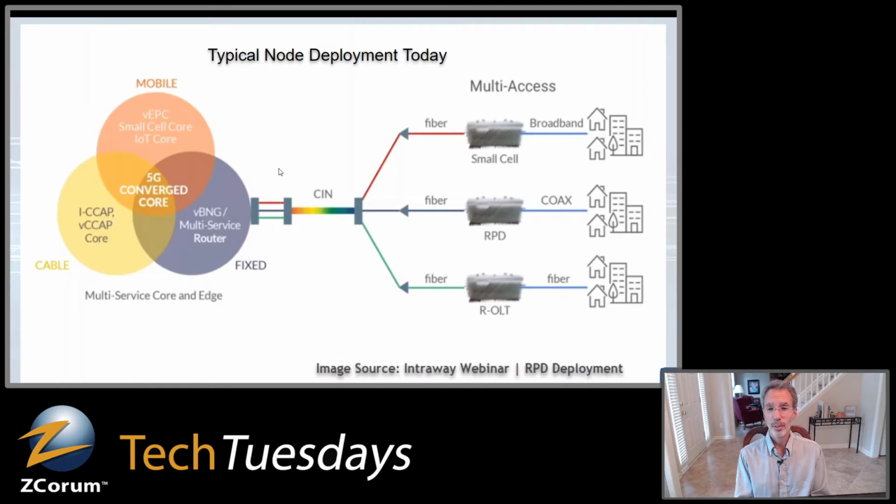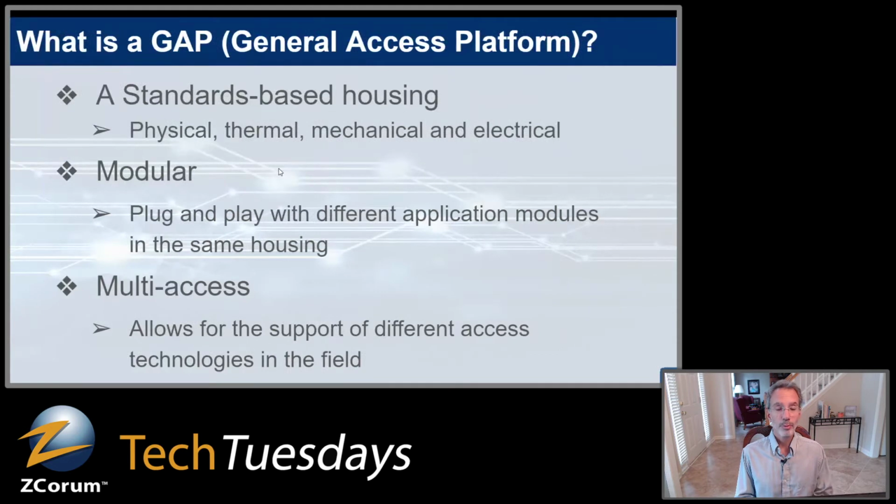Then if you're going to change technologies, if you want to change to a new access type, you've got to swap out an entire HFC node. You've got to basically splice in an entirely new node housing into your plant. That's obviously going to be disruptive, costly and time consuming. So this is what they're trying to get away from with this idea of a GAP, general access platform.